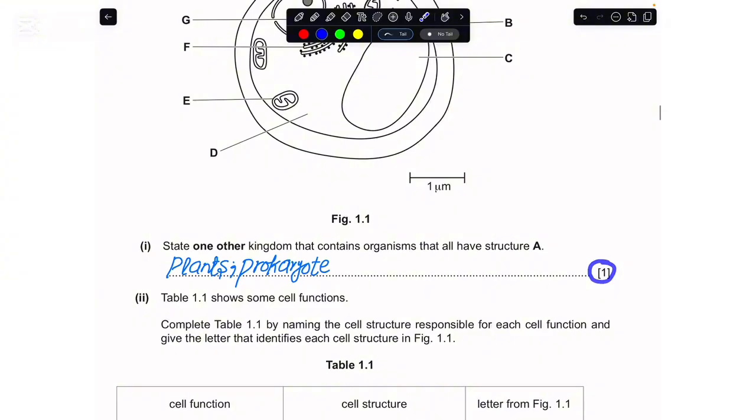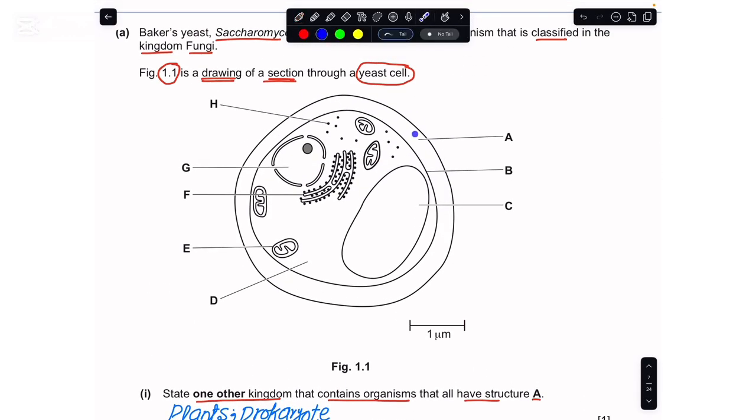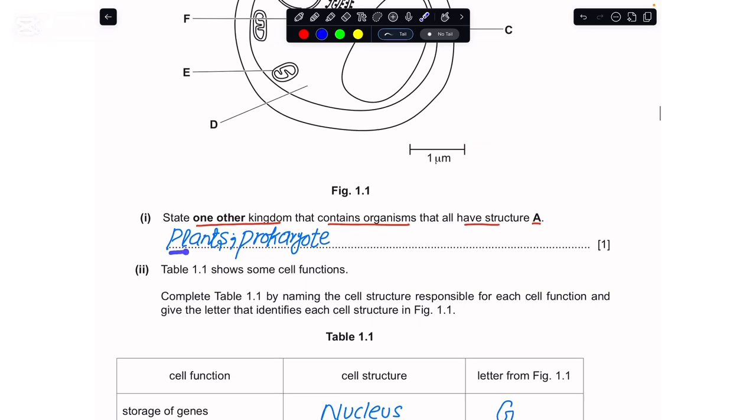Now, for 1 mark, they are asking that you are required to state one other kingdom that contains organisms that all have the structure A. So, if we look at the structure A, we know this is there in the plants, and this cell wall is also there with the bacteria or the prokaryotes. So, either you can write plants here or you can write prokaryotes here.